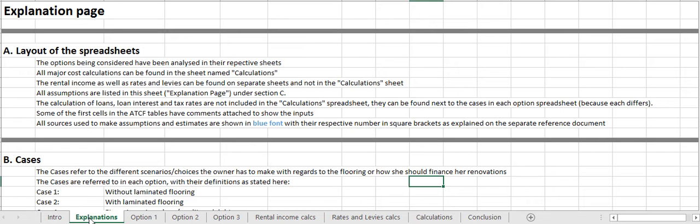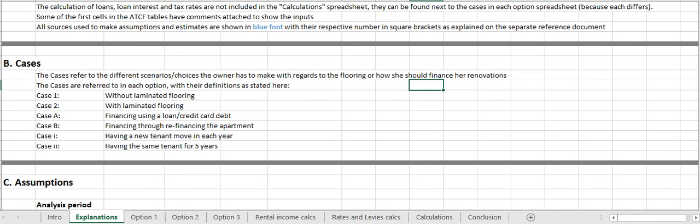The first sheet, named Explanations, gives a quick overview of where different elements in the workbook can be found. It also explains the cases. The cases have been formulated to keep track of the different scenarios or options the client might choose, for example, whether to install laminate flooring or not. The cases and their different combinations are referred to in each of the three financial options.